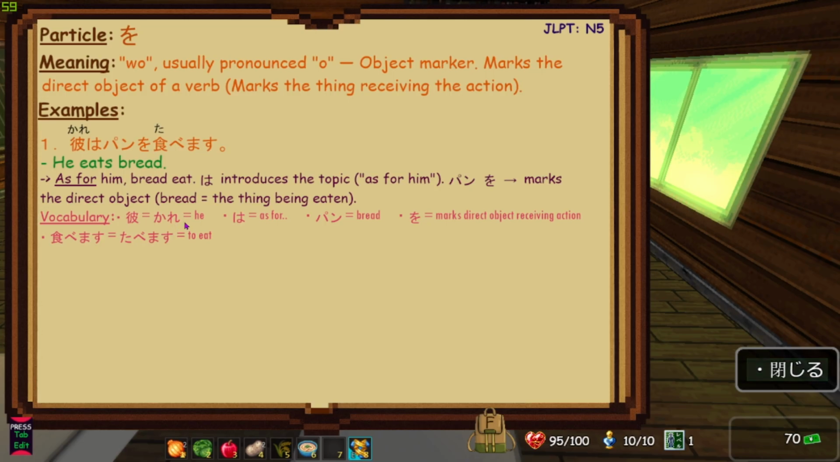So kare is he, wa is as for. We're speaking about him right now. Pan is bread. O marks the direct object receiving the action. In this case, pan o, the bread is going to receive the action, and that is tabemasu over here, to eat. Very, very simple, I think, because after the pan we have the o, that's going to receive the action, tabemasu, the verb, right?